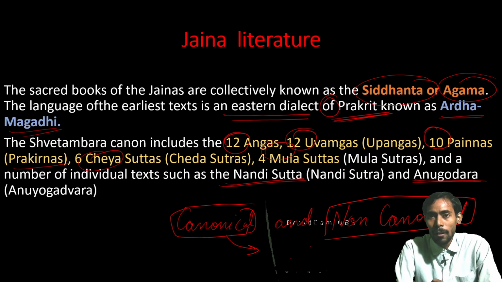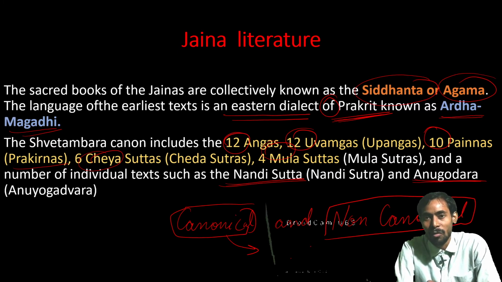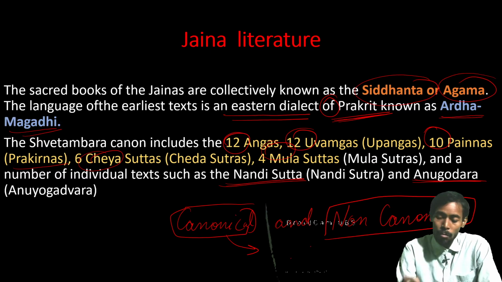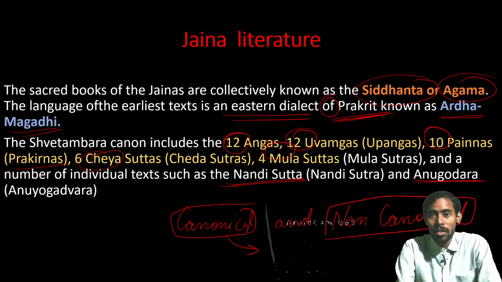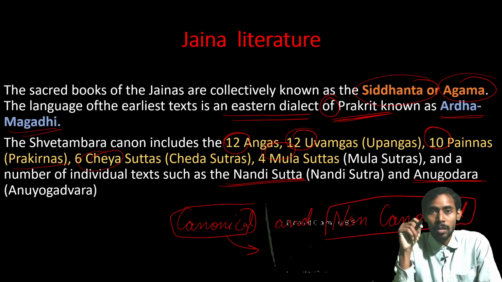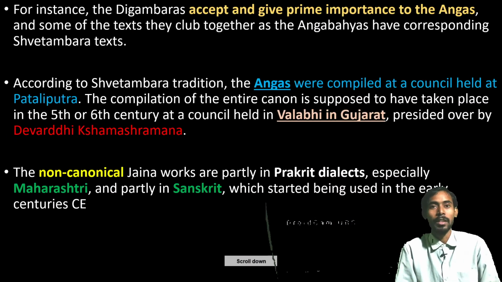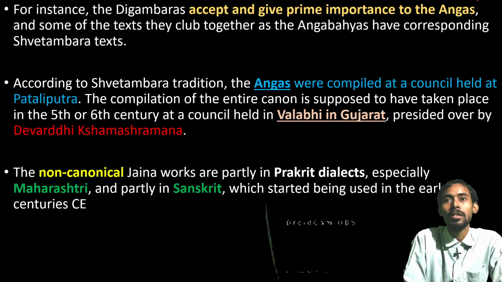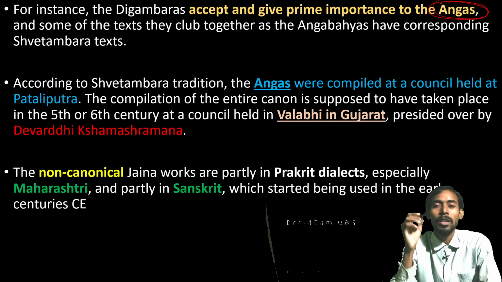But if we look at the other side, the Digambaras, they don't give importance to the texts to which the Svetambaras have given importance. That's why I have specifically mentioned the Svetamba canon. But there is some contradiction, and also something overlapping between the two. In the Digambar school, the Anga has been given the prime importance.